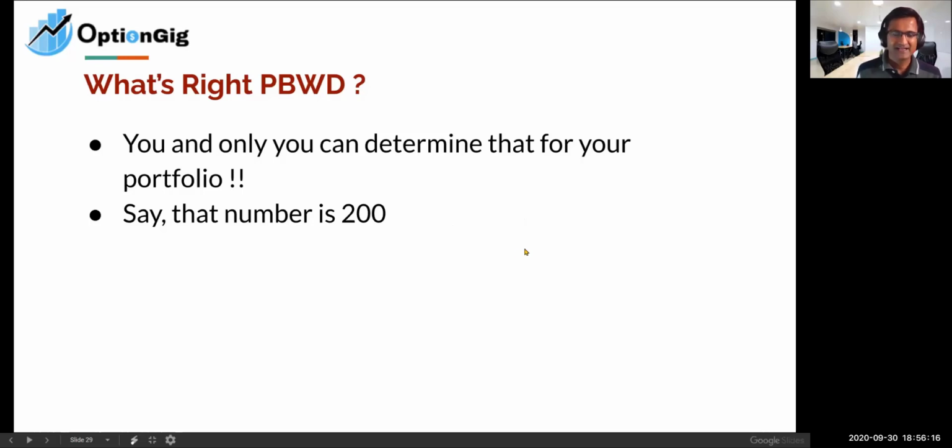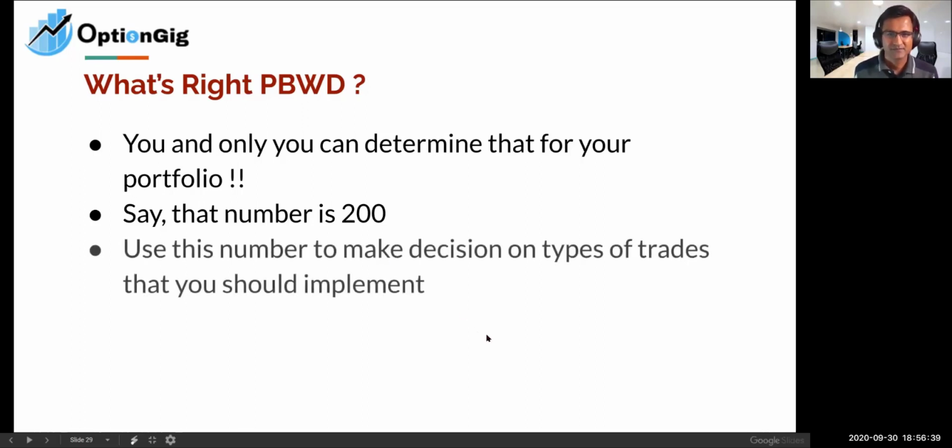And rather than looking at each position, which could be overwhelming, just go and look at your PBWD. And if generally you want to keep 200, maybe you want to reduce it. That again depends on you. What's your risk taking capability? Maybe you want to reduce it to 150, maybe 120. Use this number to make the decisions on the types of the trades that you should implement.